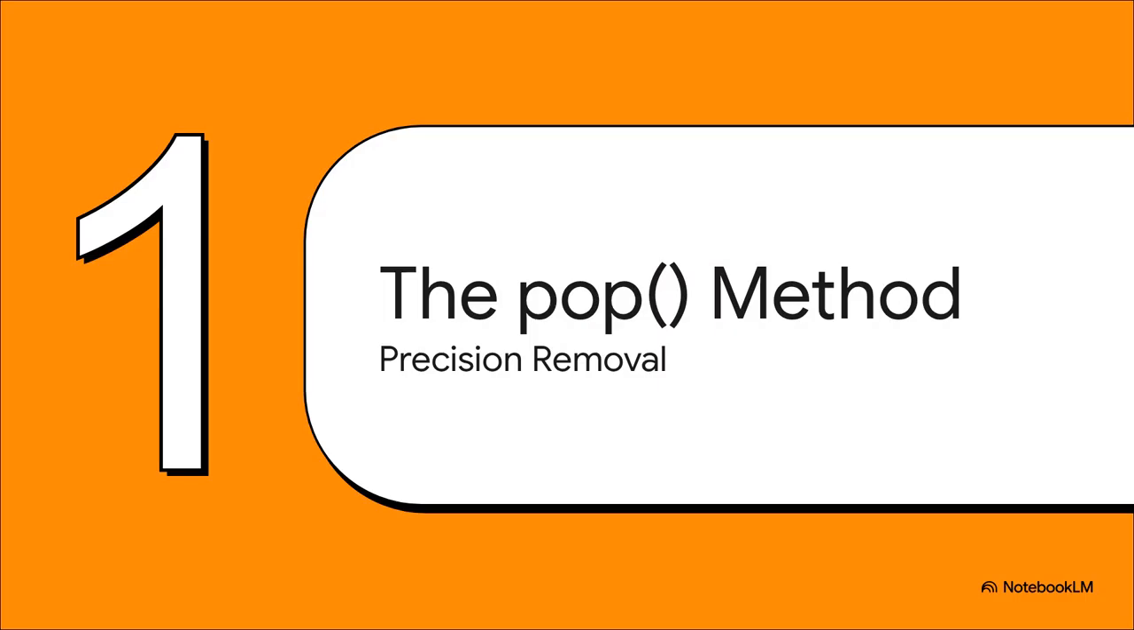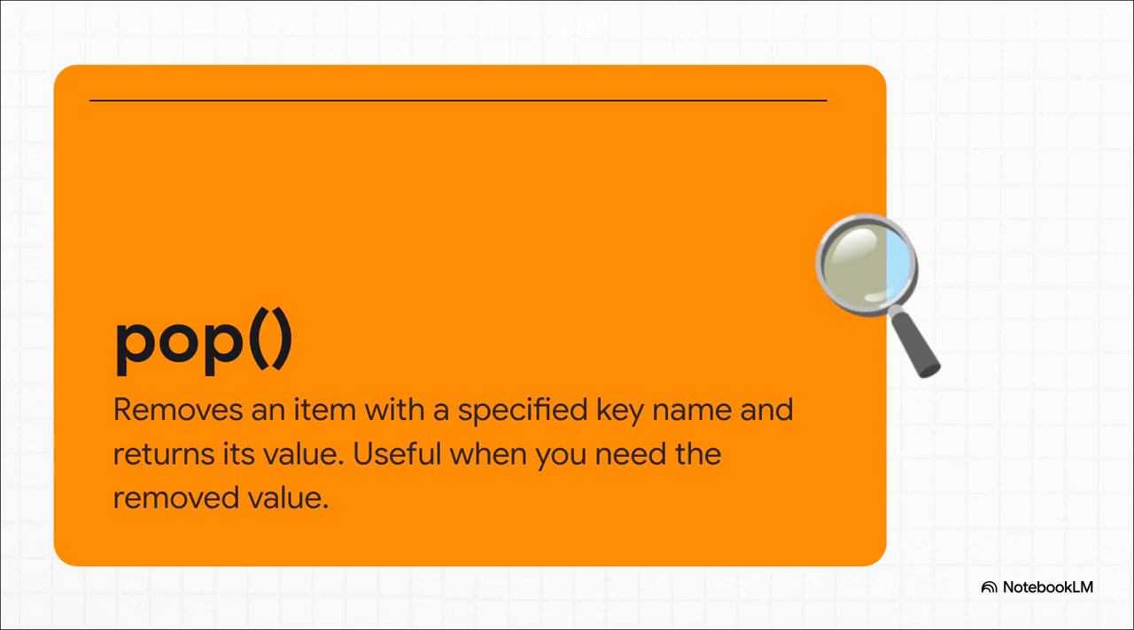Okay, first up, the versatile pop method. This is probably the one you'll see the most. I like to think of it as the Swiss Army knife of our dictionary toolkit. It's just so useful in so many different situations. So, what's the big deal with pop? What makes it so special? Well, it's pretty cool because it does two things at the exact same time.